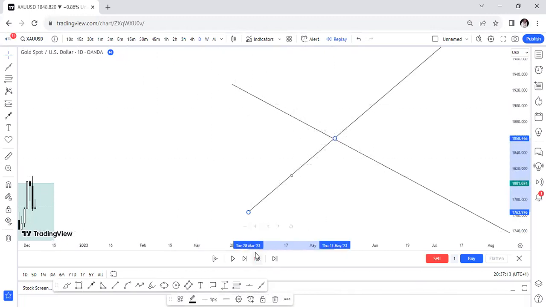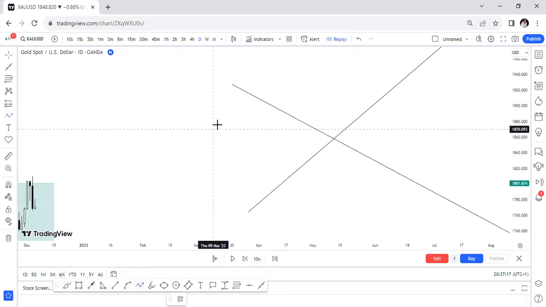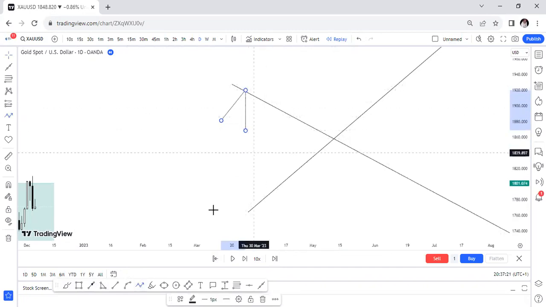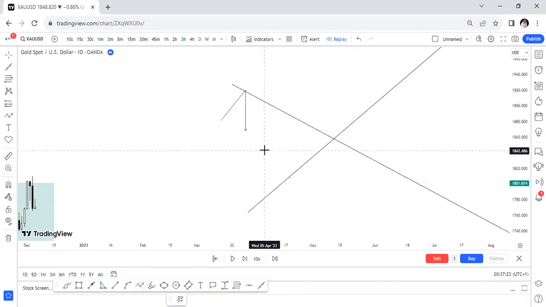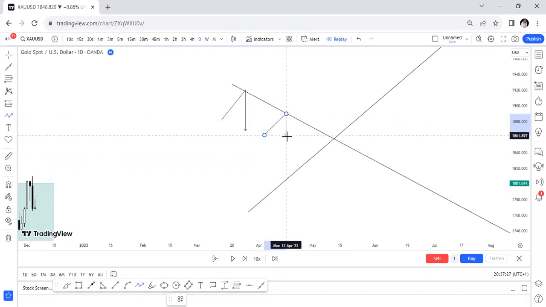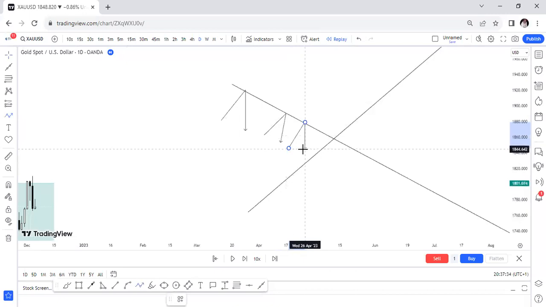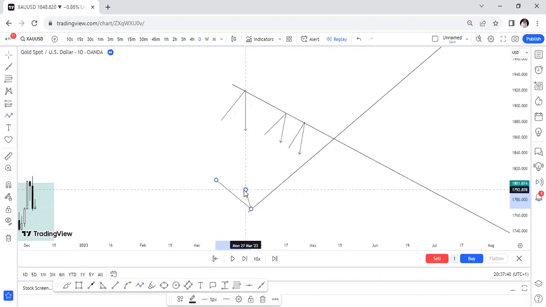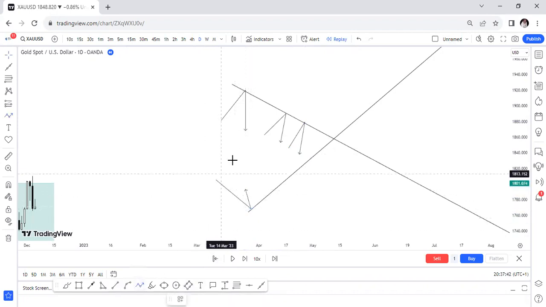Now we have here an SNR. We have an SNR here that the trend line connects. SNR downward. We have SNR downward. I'm taking my time to really show you this.